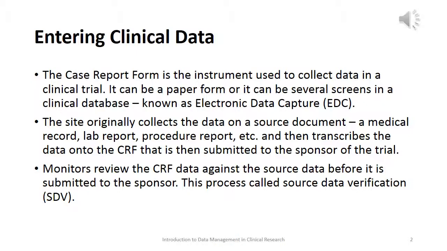So the site originally collects the data on source documents, which can be a medical record, could be a lab report, or a procedure report, or it could just be a piece of paper that they write down a patient's blood pressure and vital signs on. So that's considered our source document because that's where the original data was captured. And then, for the purposes of our trial, we're going to transpose that onto the case report form, either on paper or electronically. And then that's going to represent the data that we're going to use in our trial.